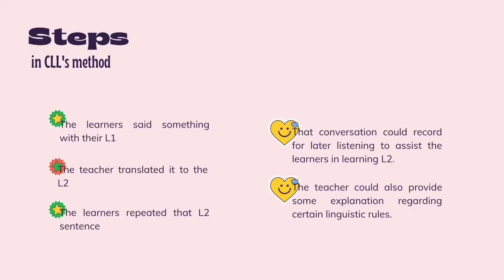Here are the steps in the community language learning method. At first, the learners said something in their native language, then the teacher would translate it to the second language, and after hearing what the teacher said, the learners would repeat their previous sentence in the second language. That conversation could be recorded for later listening to assist the learners in learning the second language. The teacher could also provide some explanation regarding certain linguistic rules. After practicing the second language repeatedly with that method, the learners will achieve fluency in the spoken second language.